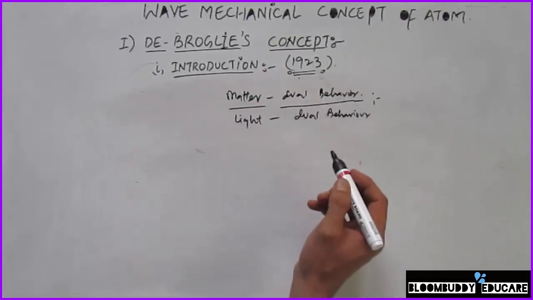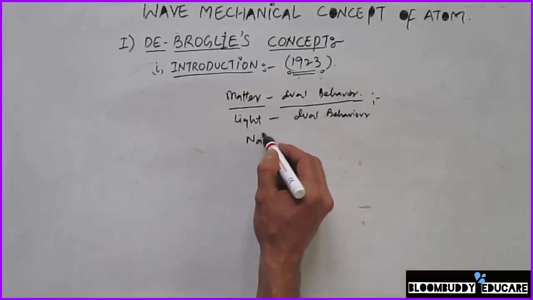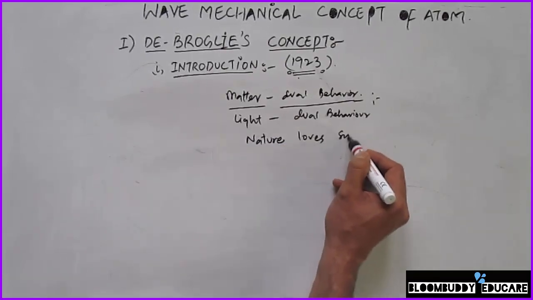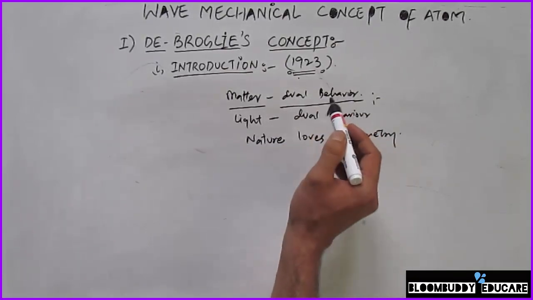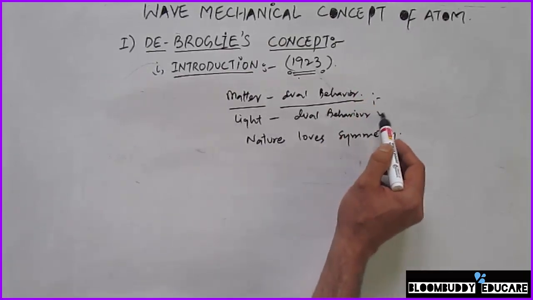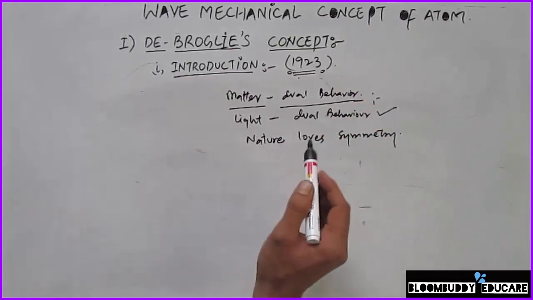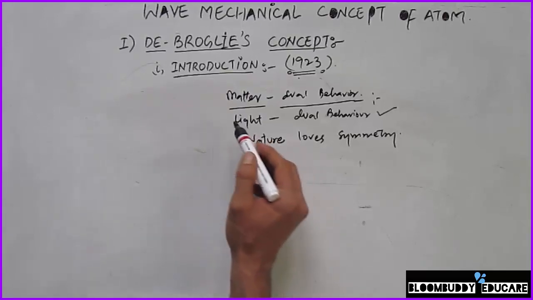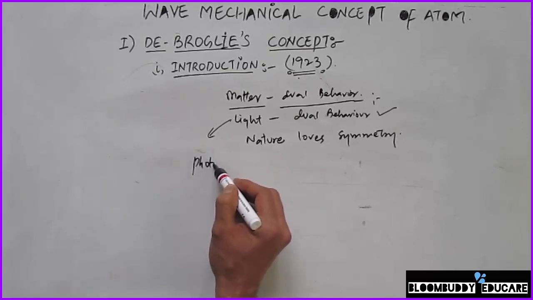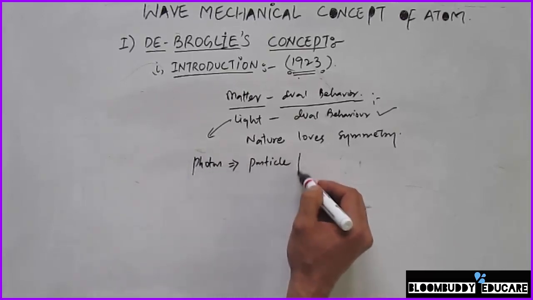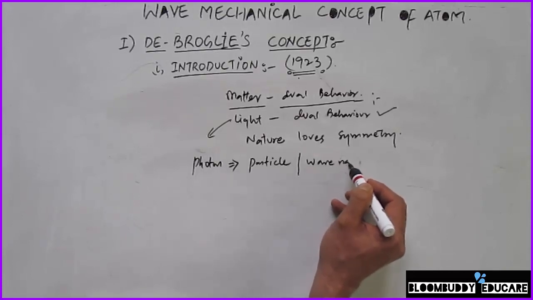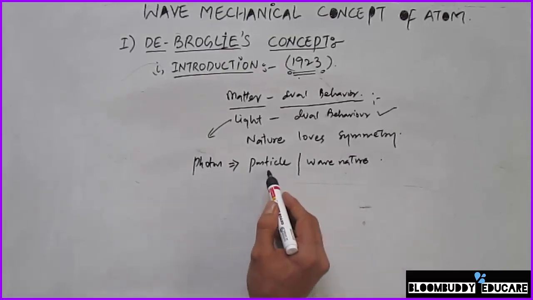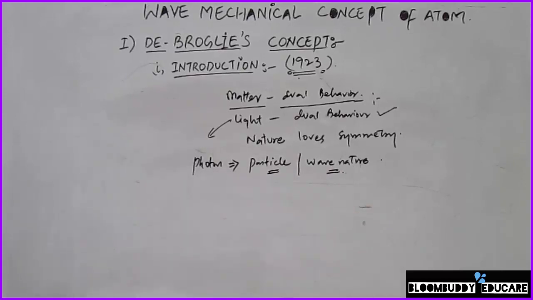This idea was based on the fact that nature always loves symmetry. Nature loves symmetry. Now, since before de Broglie's concept, we knew that light has a dual behavior, de Broglie introduced a concept wherein he said that matter should also have a dual behavior. This means that as the photon has momentum as well as wavelength, the photon, light consists of photons, as the photon has particle nature and it also has wave nature, in a similar manner matter should also have particle nature and it should also have wave nature.